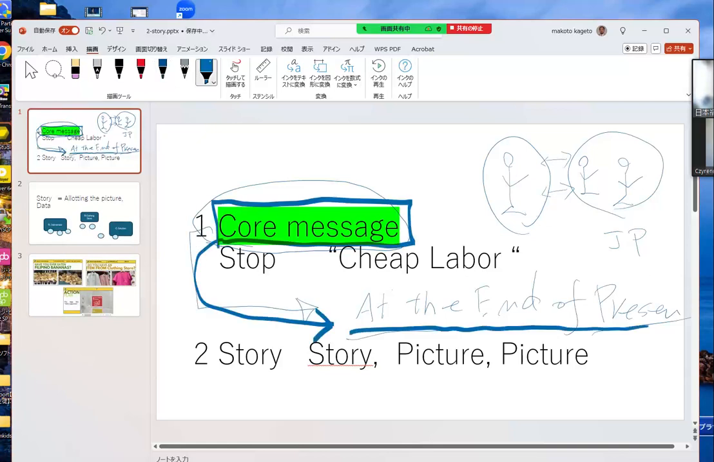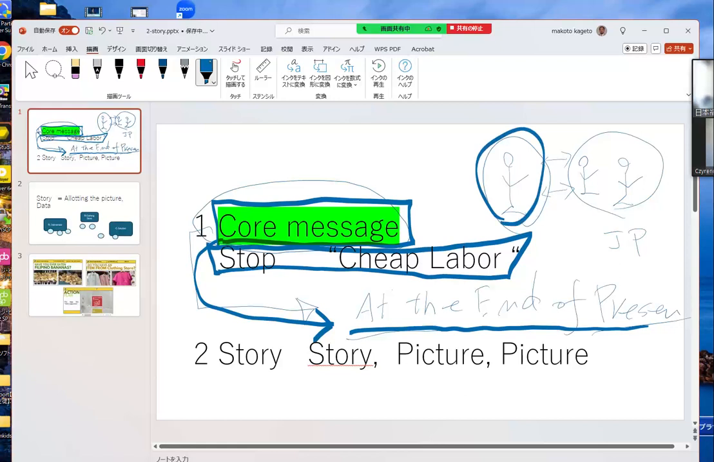The more important thing is to share with your group first. So your group, you and the other two Japanese students, have to talk about the core message. Your message is to stop cheap labor, right? That's right. This is the first thing you should talk about with your friends, okay?